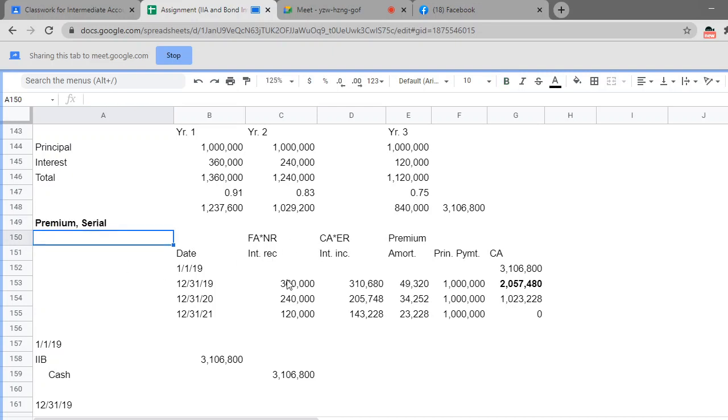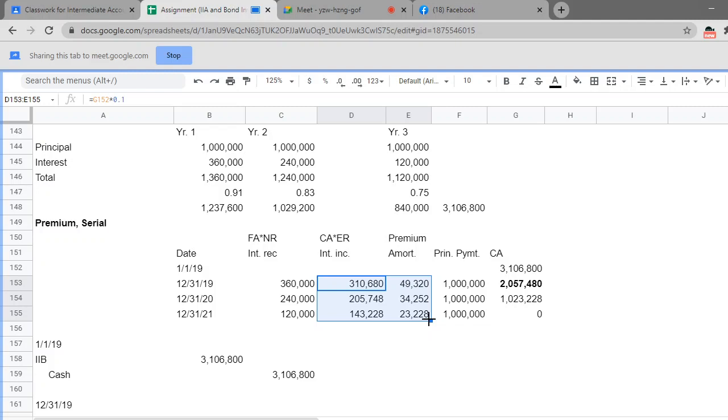If serial, it's still the same. Our interest received is decreasing, going down, of course, because the face amount is going down. However, your interest income is decreasing, and your premium is decreasing as well. Your amortization is decreasing as well.